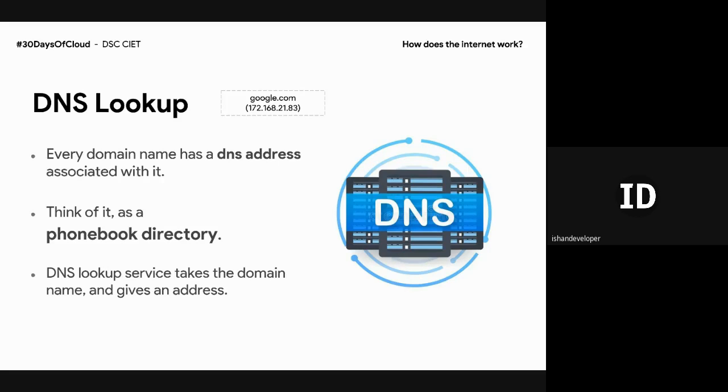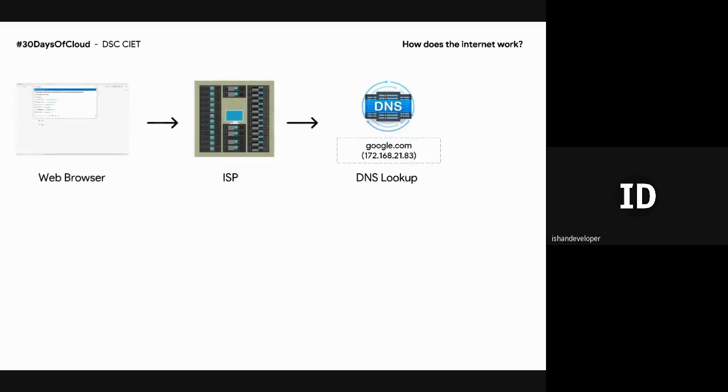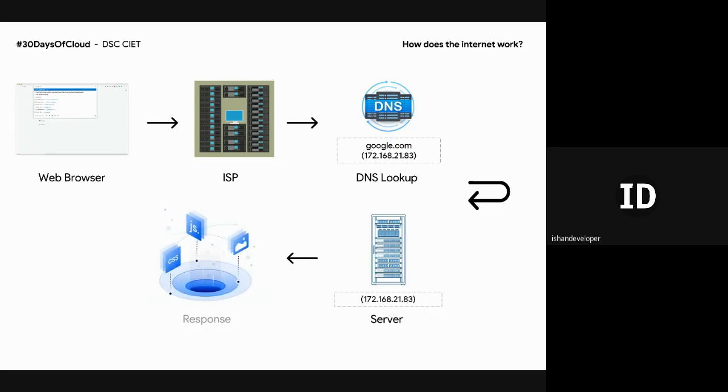to your ISP. Then let's get back to the flowchart where we were. Your ISP actually calls that server with that DNS address for a request. Once the server receives that request, it sends a response. This response is then sent back to the web browser, and this is how everything works.